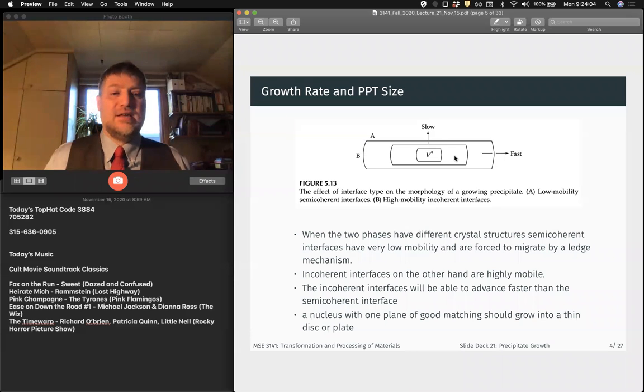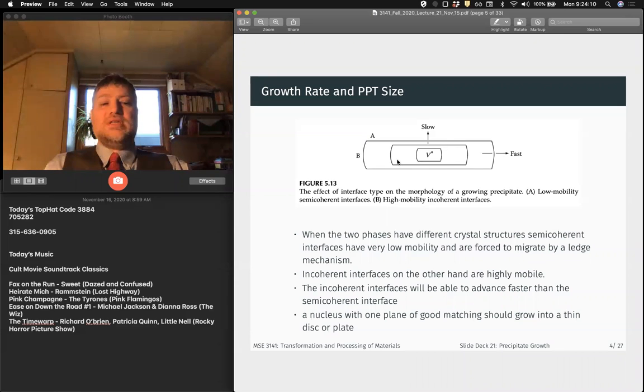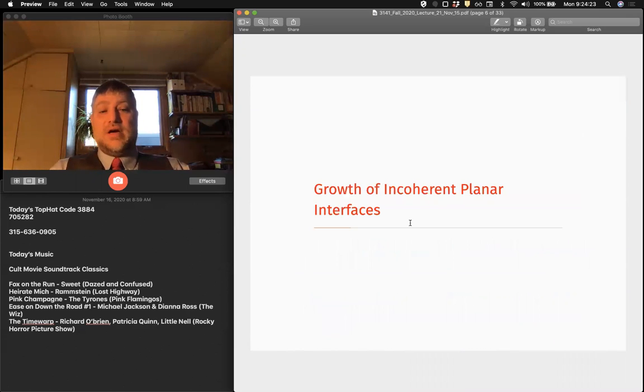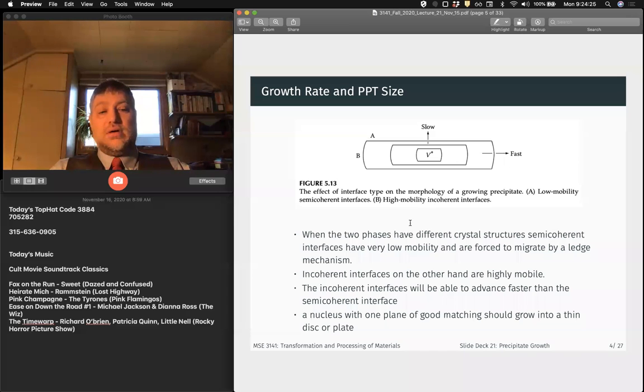Secondary phases that have coherent interfaces tend to form these plate-like or needle-like structures, depending on the specific details, right? So let's for a second pretend that this interface here is approximately planar, right? And it's fully incoherent, right?